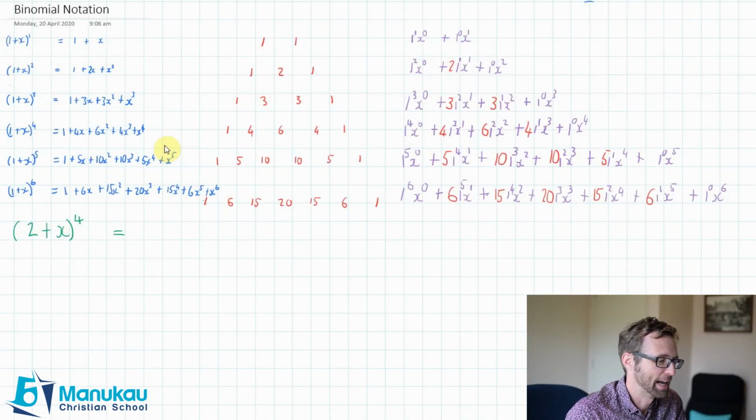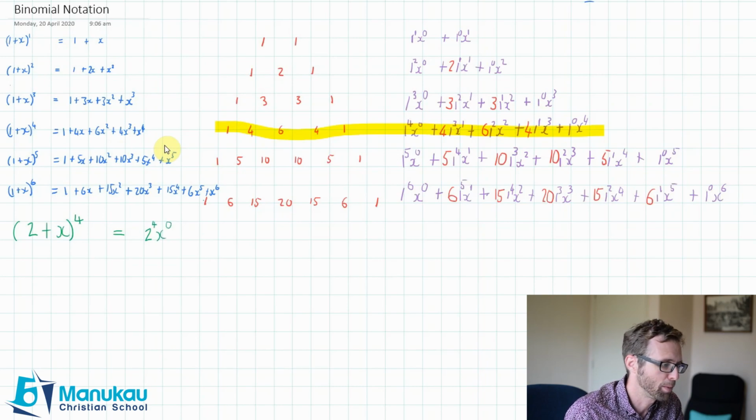Okay guys, so we have this equation here, 2 plus x all to the power of 4, and we are wanting to expand this, and we're going to use our logic and apply what we learnt from this part of Pascal's triangle. So let's try that now. Our first term, you notice that we're not dealing with 1 plus x, we're dealing with 2 plus x. So my first term is going to be 2 to the power of 4, x to the power of 0.